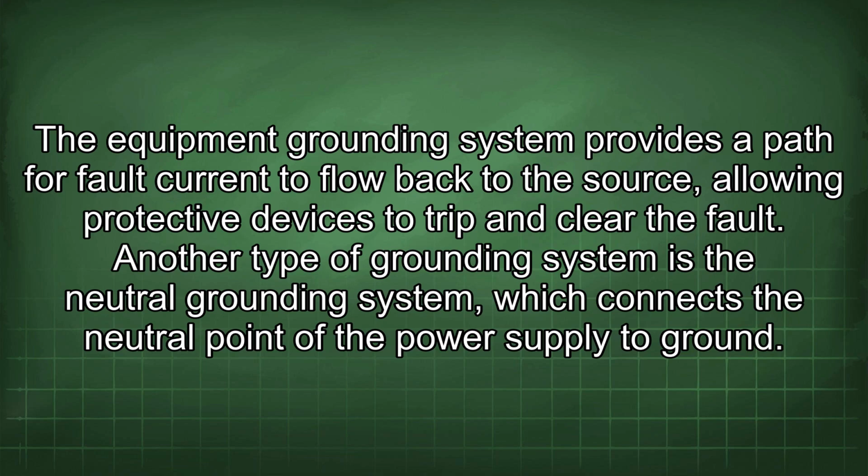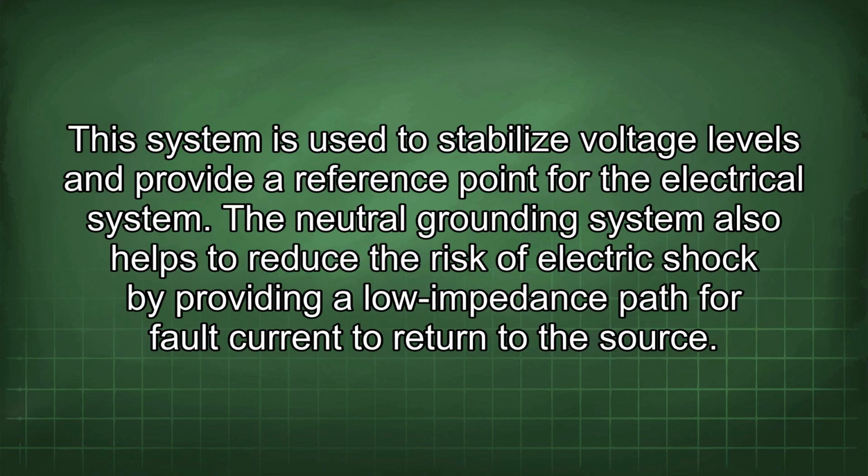Another type of grounding system is the neutral grounding system, which connects the neutral point of the power supply to ground. This system is used to stabilize voltage levels and provide a reference point for the electrical system. The neutral grounding system also helps to reduce the risk of electric shock by providing a low impedance path for fault current to return to the source.